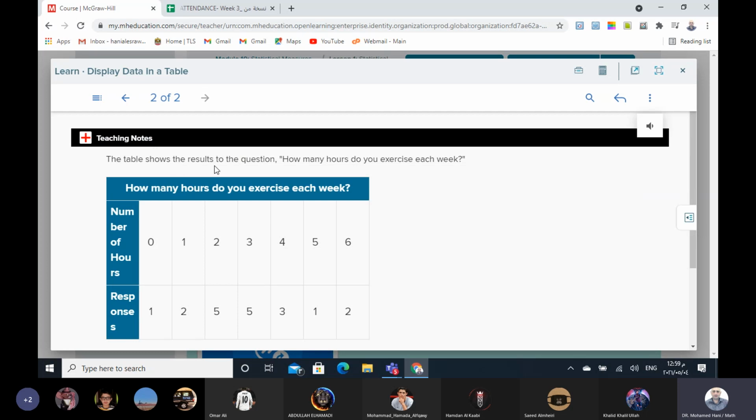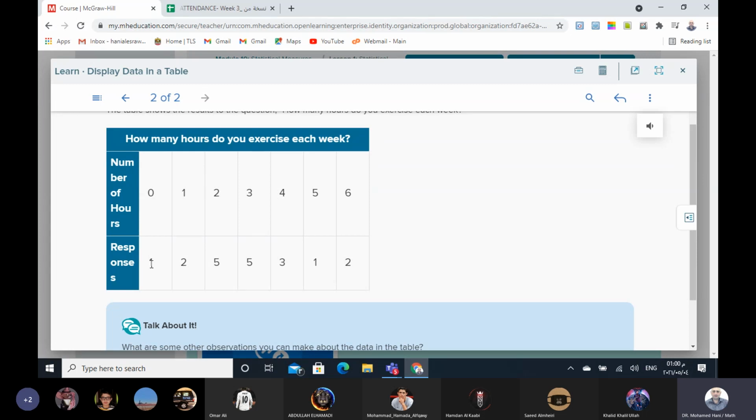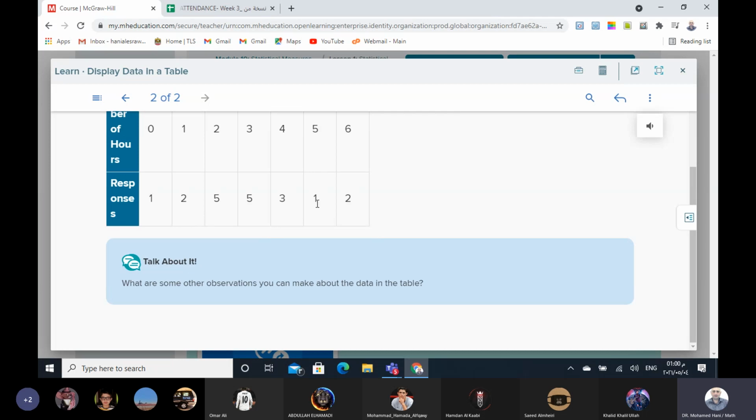The table shows the results to the question, how many hours do you exercise each week? Here number of hours, here responses. Here 0 hours means 1 exercise, 1 hour means 1 exercise, 2 hours means 5 exercises, like this.